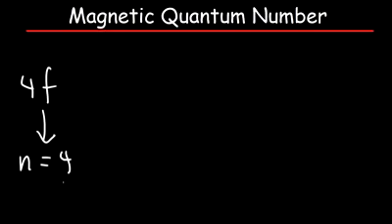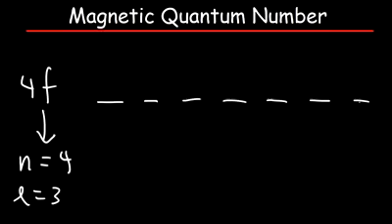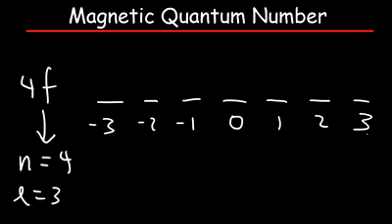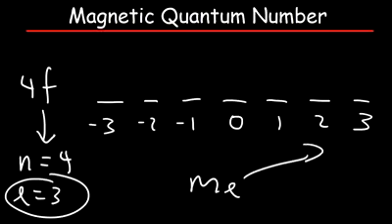Lastly, let's go over 4f, where n is 4 and L is 3. The f sublevel has 7 orbitals, where ml can vary between -3 and +3. So hopefully this helps you to see the relationship between L and ml, which gives you these numbers.